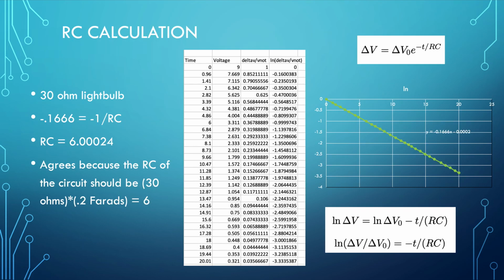Next, we made some calculations for the RC. What we did here is we got the capacitor fully charged, and then we took time and voltage as the capacitor was discharging for 20 seconds, and we plotted the Ln, and we know here that the slope is supposed to equal -1 over RC. The RC we got from our graph was 6.00024, which agrees with what the RC should have been, because that's just resistance times capacitance, so that should be 30 ohms times 0.2 farads, which is 6.